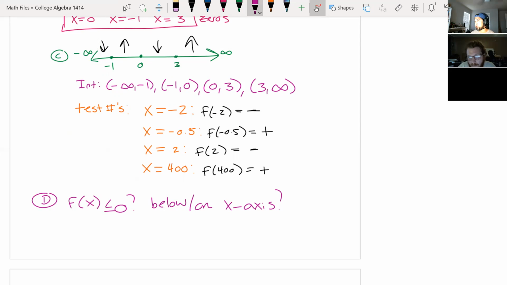So what intervals do we have? Negative infinity to -1. Good. Negative infinity to bracket -1. We include it because at -1, we are on the x-axis. Good. Union, and where else? 0 to 3 with the brackets. And that's it. Yep.